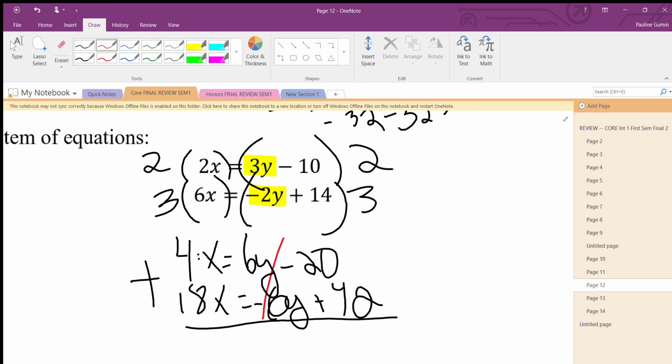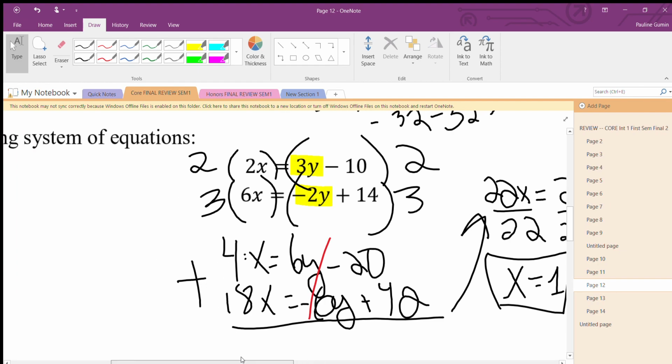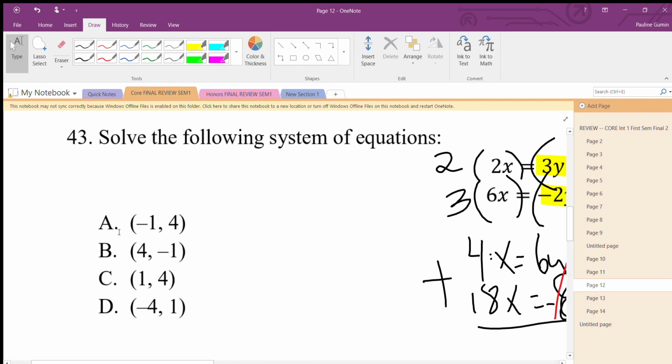All right, so 6y's cancel. Let's add. 18 and 4 give us 22 x's, and that equals negative 20 and 42 also give us 22. We divide both sides by the 22. X equals 1. Let's check our answers and see if there's any x equals 1. Fantastic. Our letter C is our answer.